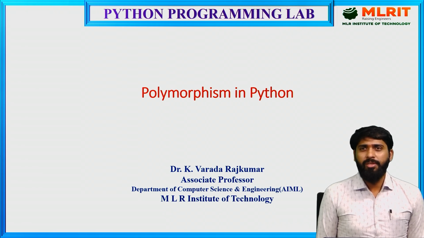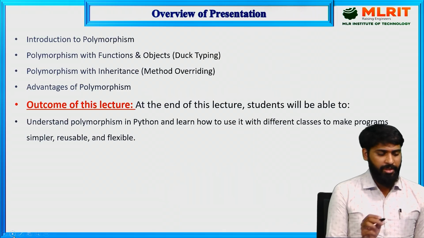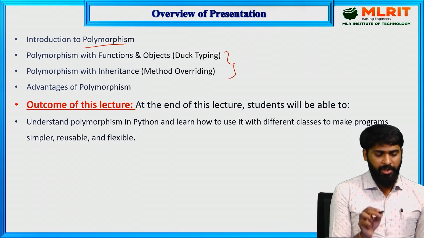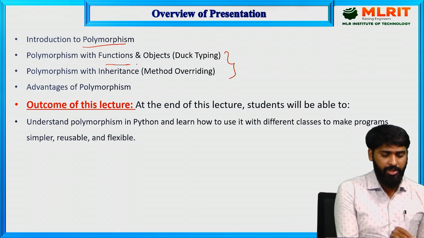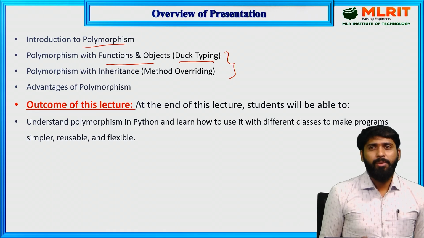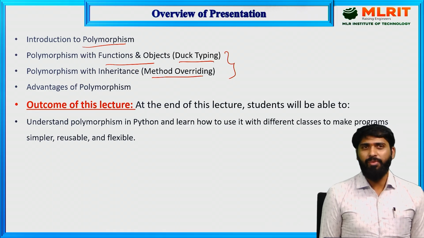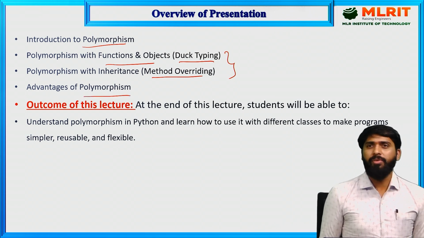In this session, we will learn polymorphism in Python. Overview of the presentation. First, we see introduction to polymorphism. Then, we will see two types of polymorphisms. One is polymorphism with functions and objects, which we call duck typing. The other is polymorphism with inheritance, which we call method overriding. And we see advantages of polymorphism.